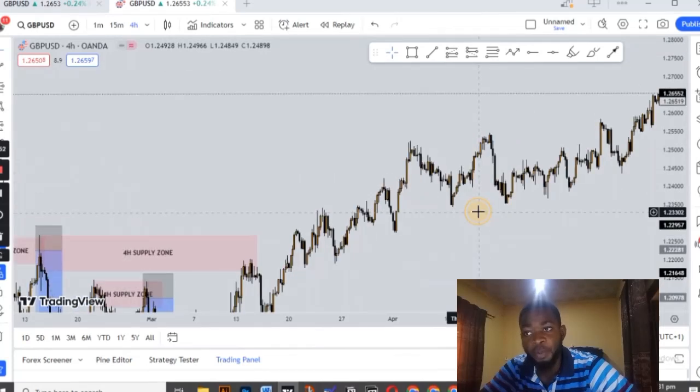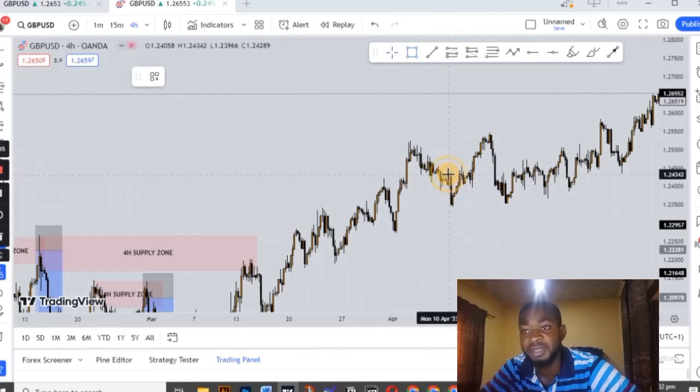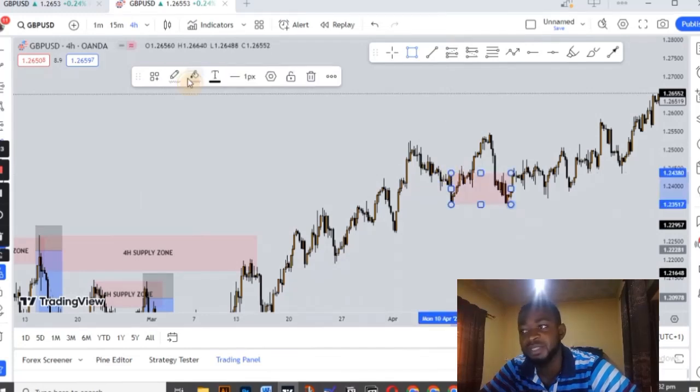When price was moving up, price moved up here, gave us a bullish momentum, broke the structure to the upside. Then you can draw your 4 hours demand zone. I already explained that it's the last bearish candle before the bullish momentum. This is the bearish candle. So let's name it. This is our 4 hours demand zone.